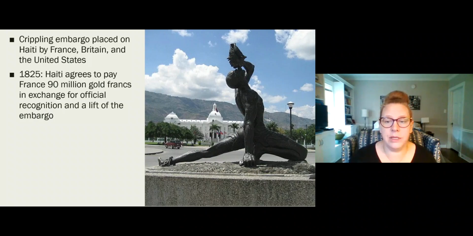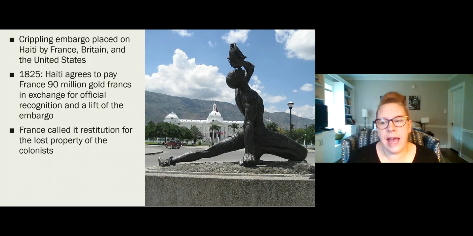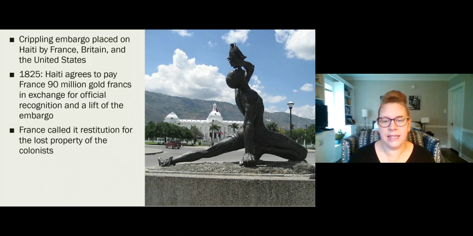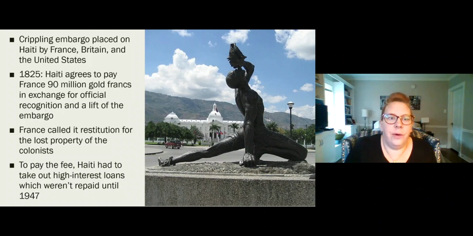Haiti isn't able to make money, and finally they agree to pay 90 million gold francs to France in exchange for official recognition and a lift of the embargo. Okay. This is a lot of money. France said that they had to pay it for restitution for the lost property of the colonists. Essentially what France said is you have to buy the freedom of all of these people. You have to buy the freedom of all of your citizens. So it's humiliating to say we are humans, we are not slaves, and still have to pay a slave price, right? But worse than that, Haiti couldn't afford 90 million gold francs.